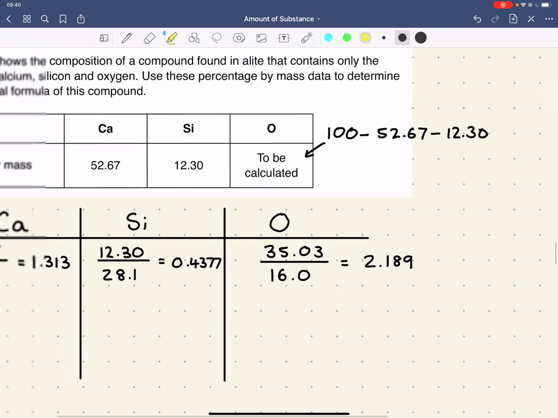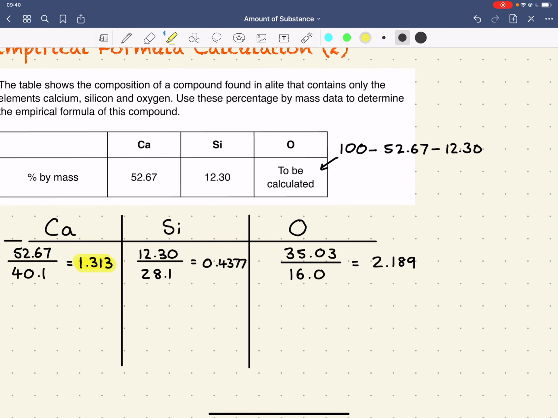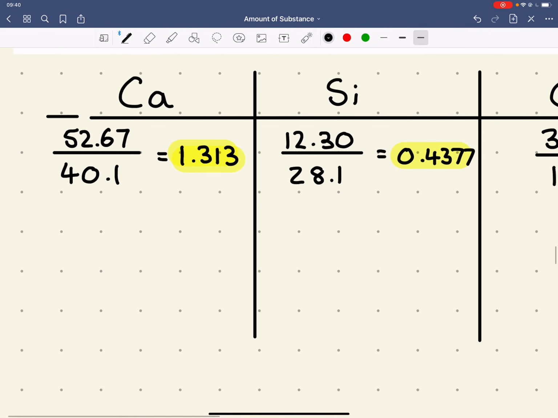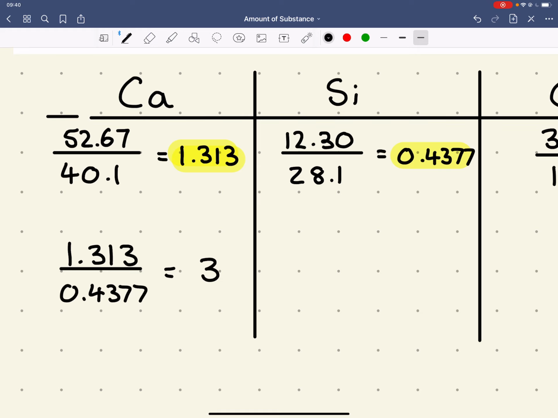So that's the first thing we need to do. We need to get these numbers by dividing the percentages by the AR. What we do now is divide each of these numbers by whichever is the smallest, and we then divide them by 0.4377. And that gives you an answer of 3.